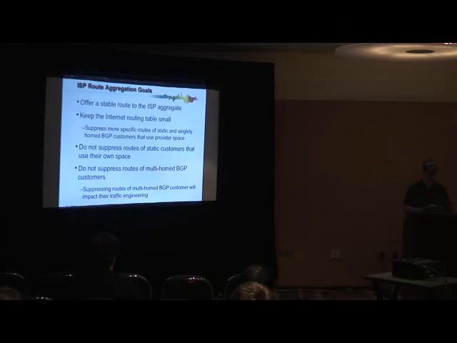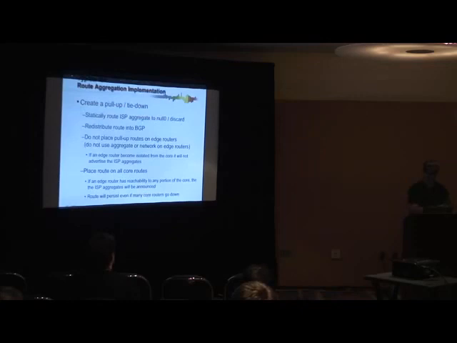But you don't want to suppress more specific routes of static customers that are using their own space because they're not part of your aggregate, which means they're not reachable through your aggregate. And you don't want to suppress multi-homed customers, that is customers that are connected to your AS and another upstream AS, because they may need for you to advertise these more specifics to make their traffic engineering work.